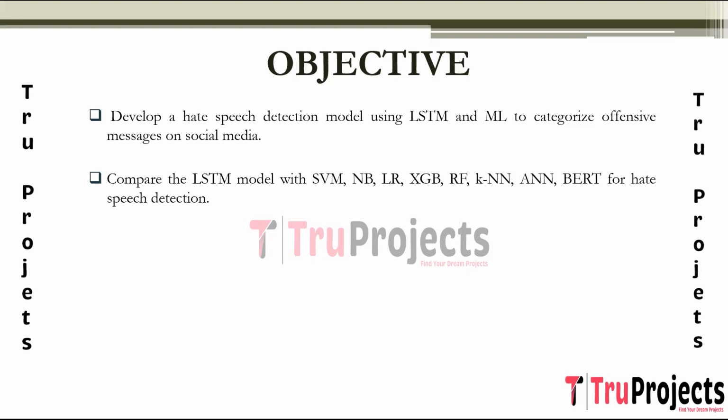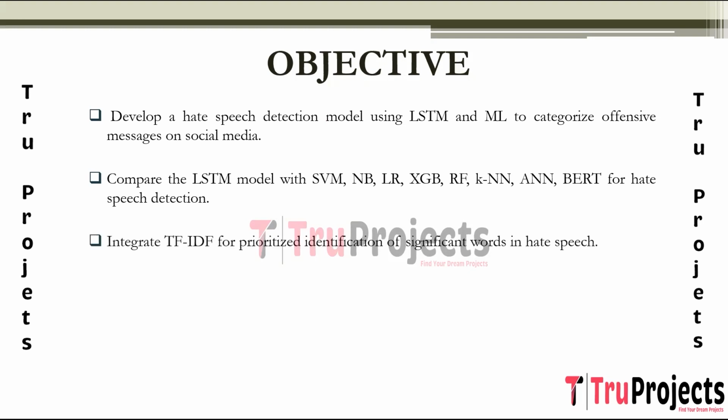Another key aim is to conduct a comprehensive comparison of the proposed LSTM based hate speech detection model with established algorithms such as support vector machine, naive Bayes, logistic regression, XGBoost, random forest, k nearest neighbor, artificial neural network, and bidirectional encoder representations from transformers, which is BERT. The goal is to assess and contrast the overall performance of the different algorithms in hate speech detection.